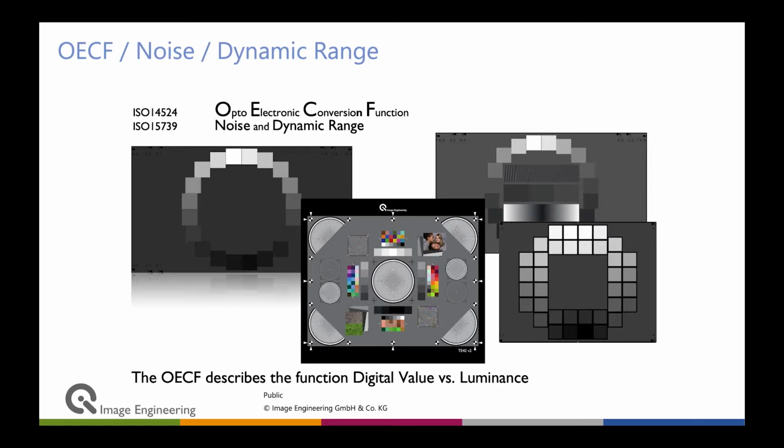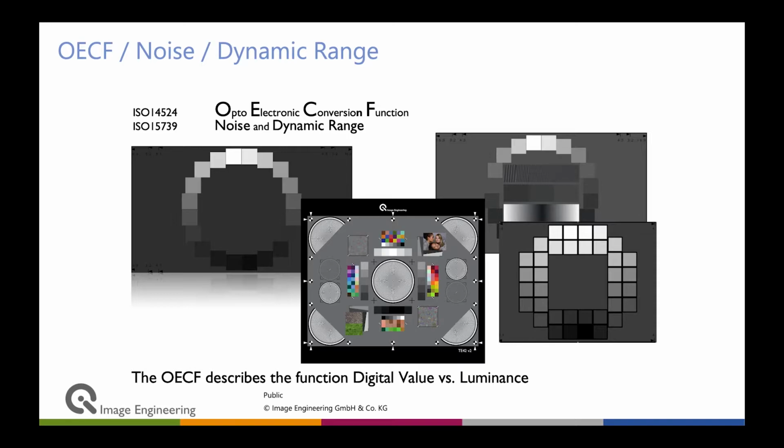So OECF, what does it mean? It's basically a function of digital value versus luminance. So we use a test target that provides different luminances to the camera and then check how this camera reproduces these luminances, or how the camera converts these luminances into digital values, and that is the OECF function.